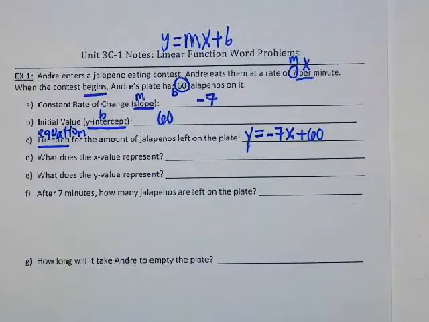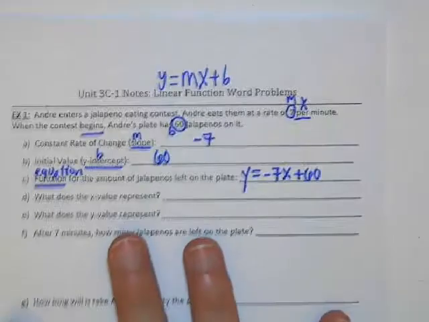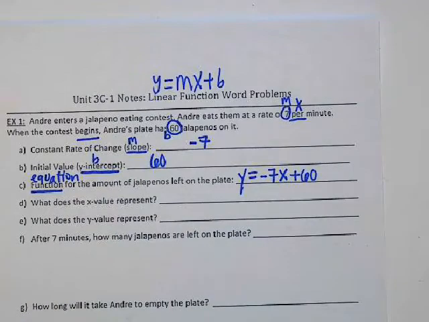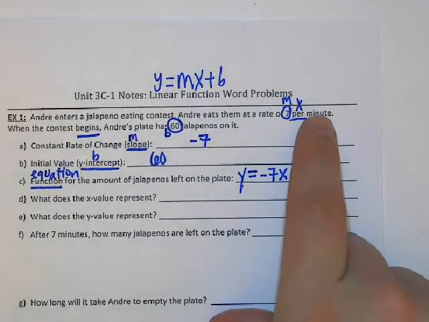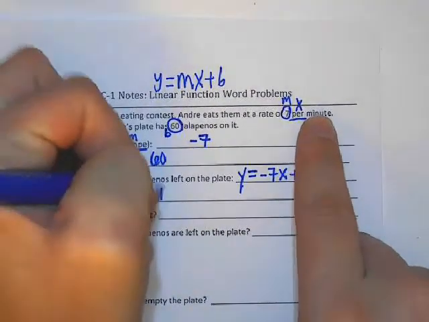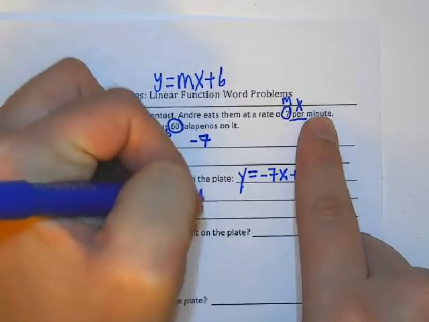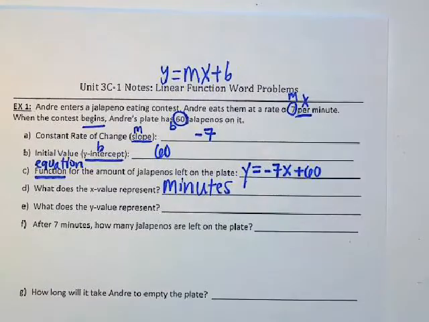Now it says, what does the x value represent? Look back in the problem and find the x. What is it talking about? Per what? Minute. So what does the x value represent? Minutes. What does the y value represent? Jalapenos.